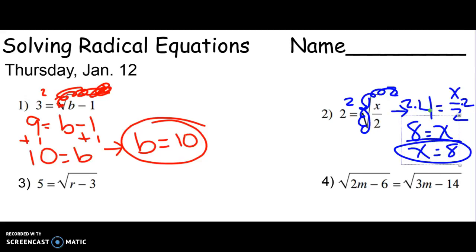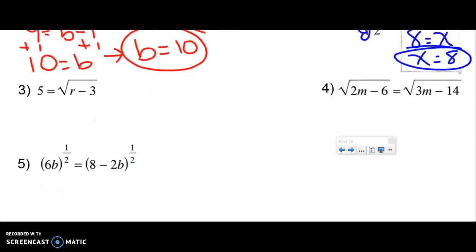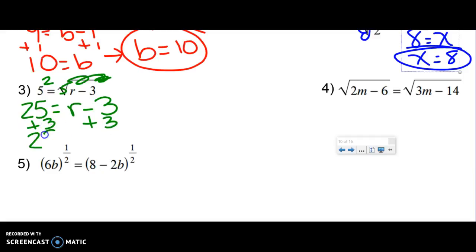There you go. All right, let's run down here to number 3. Same thing, it is a square root. So it's already isolated, so all we have to do is square both sides, and we get 25, because 5 squared is 25. These two things disappear, and we're left with r minus 3. Once you add 3 to both sides, you're going to get 28 is equal to r, or we can switch it around and do r is equal to 28.